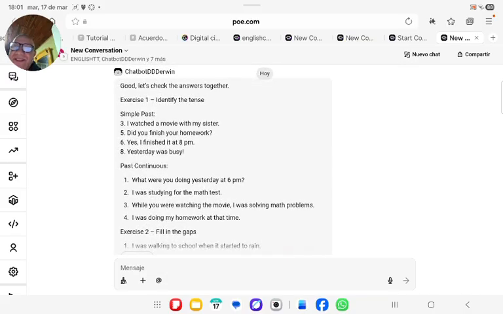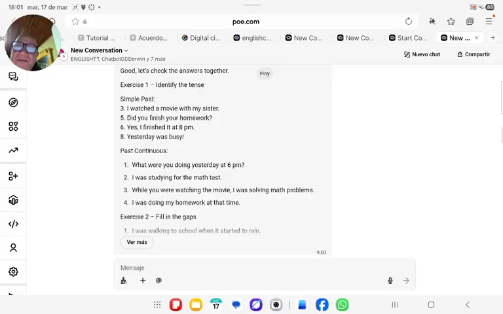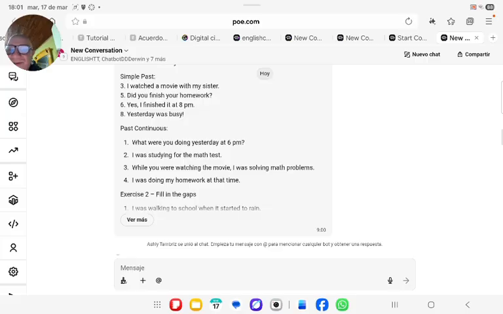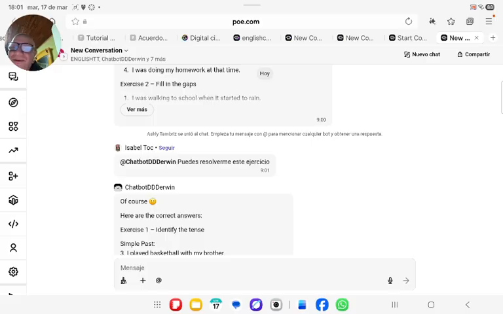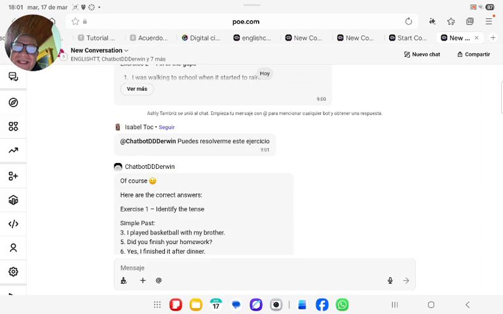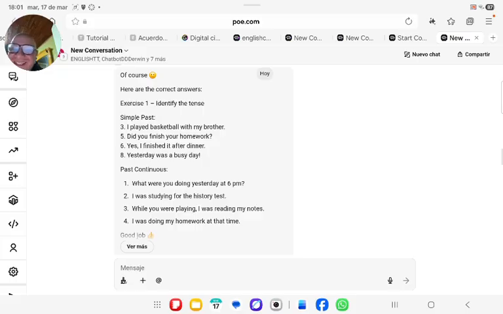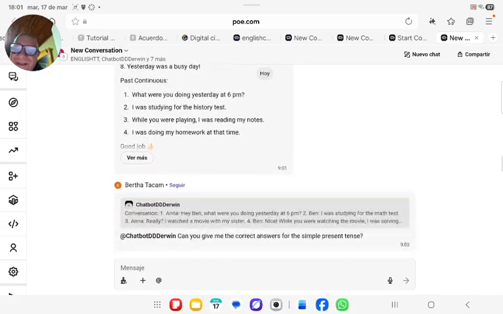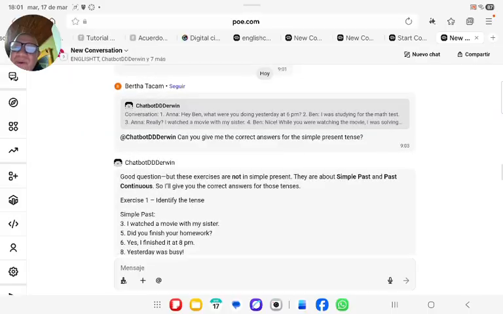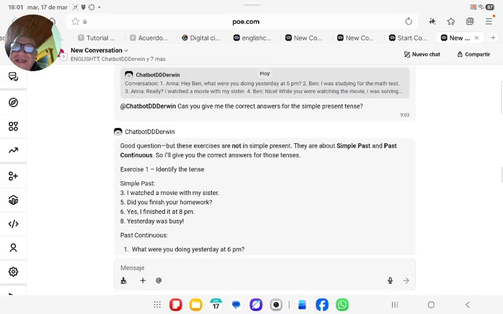And here the chatbot wrote, "I watched a movie with my sister. Did you finish your homework?" and the chatbot gave her the answers. Another student, Isabella Toc, wrote, "¿Puedes resolverme este ejercicio?" And the chatbot wrote the answer. Berta again wrote, "Can you give me the correct answer for this simple present tense?" The chatbot gave some solutions.